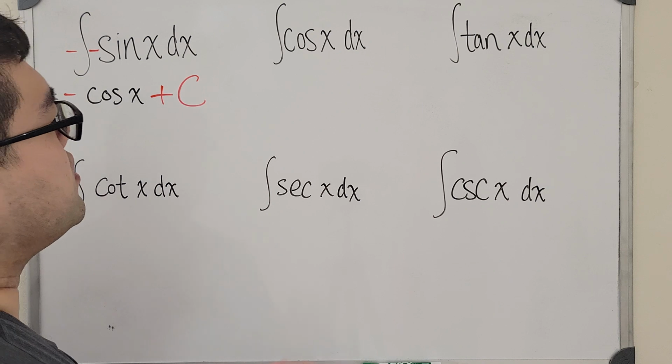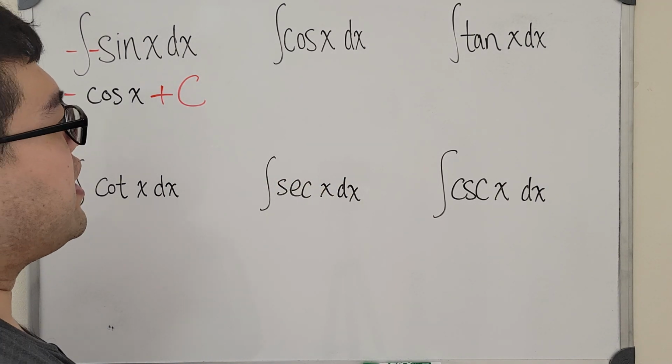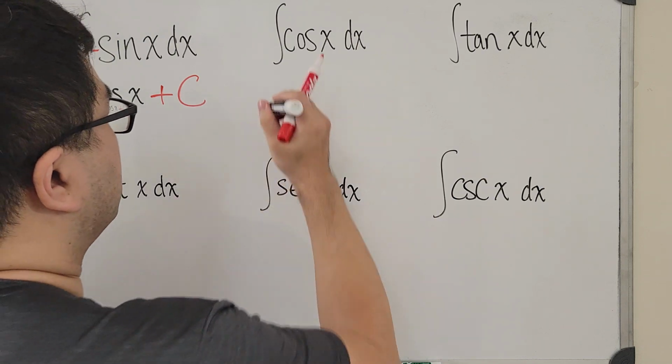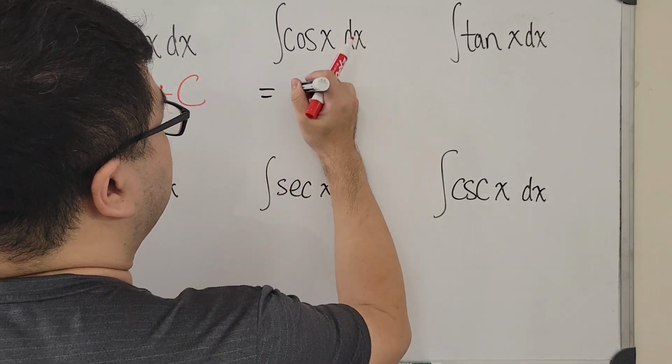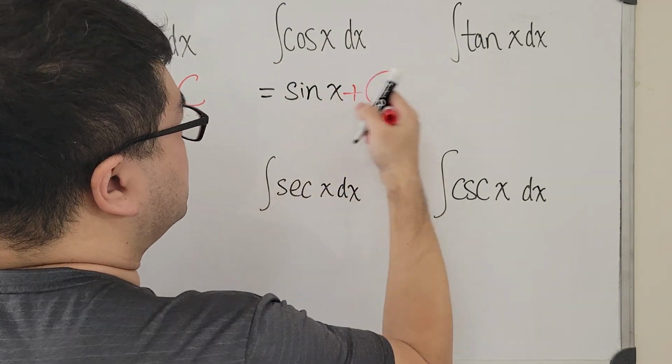So let's move on to the next one. This one is very easy because we know that the derivative of sine of x is equal to cosine of x. So we can just simply take the integral right away to get sine of x plus c.